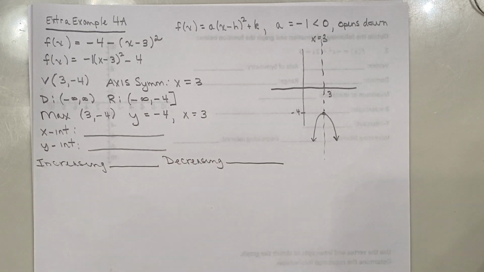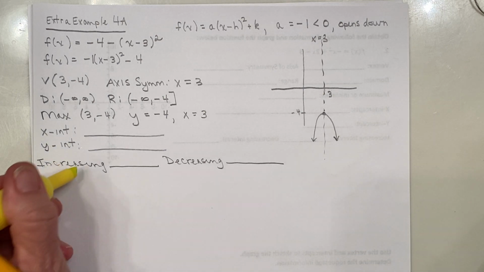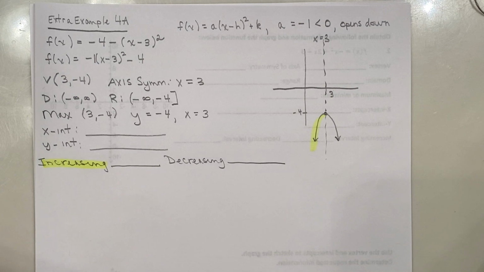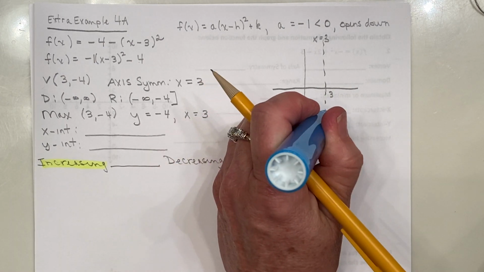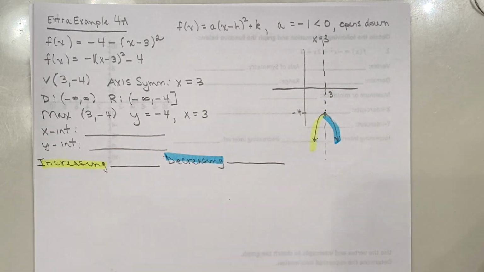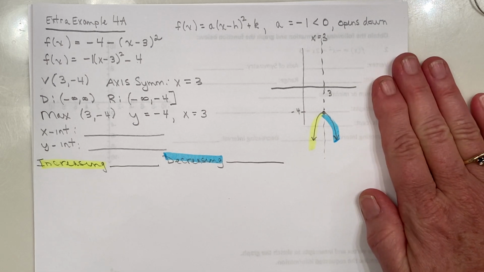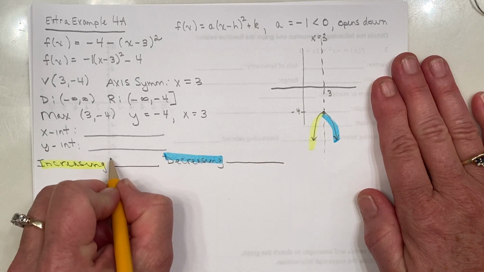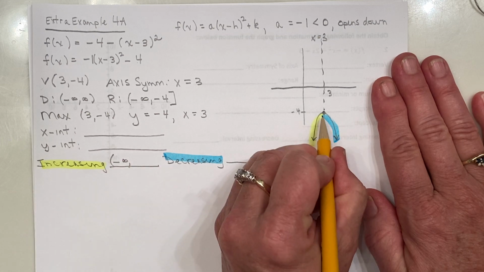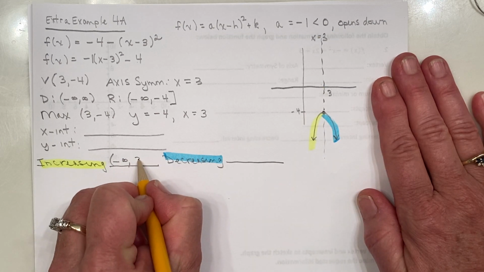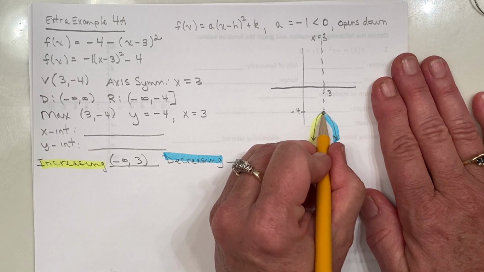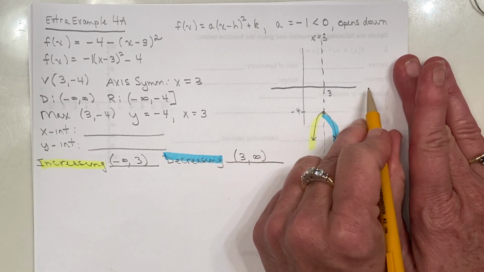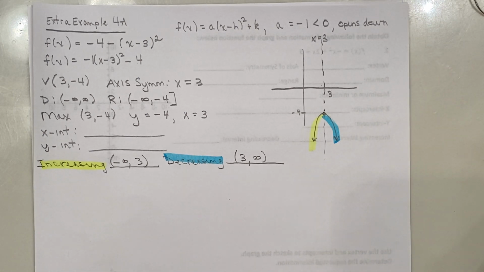As a matter of fact, we can go ahead and get the increasing and decreasing. So the graph is increasing here and decreasing here. So this downward opening parabola increases from -infinity to the x coordinate of 3, and the graph starts decreasing from x equals 3, and it continues decreasing way over here to +infinity.